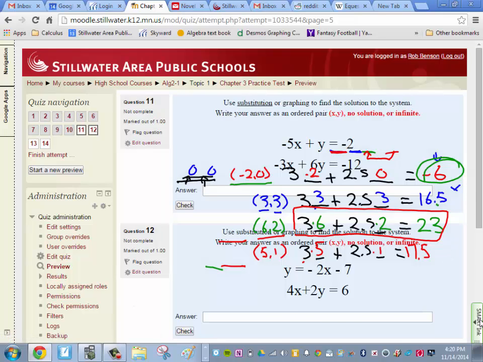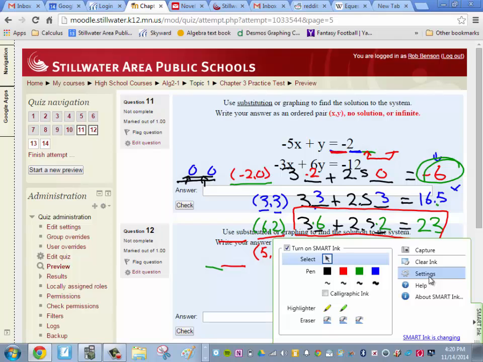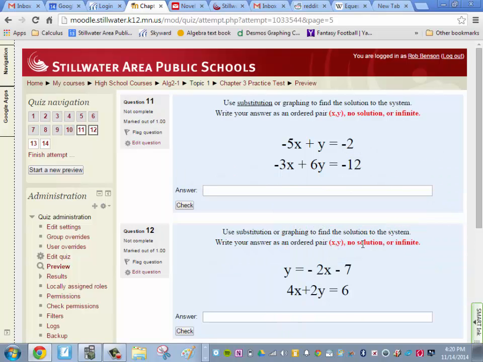Going on to the next problem. Again, I give you a suggestion: use substitution or graphing to solve this. Did I give you a good suggestion? I disagree with my suggestion. I apologize. I would use elimination.